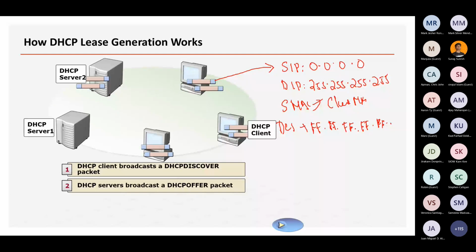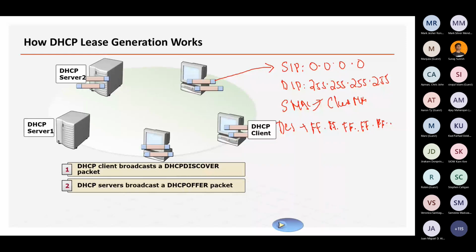Now what is the offer packet doing? Will everyone in the network reply? No, all the computers are not replying. Only the DHCP server will respond to the request, saying that I have received your DHCP discover packet. I am a DHCP server in this network. I can give an IP address to you.